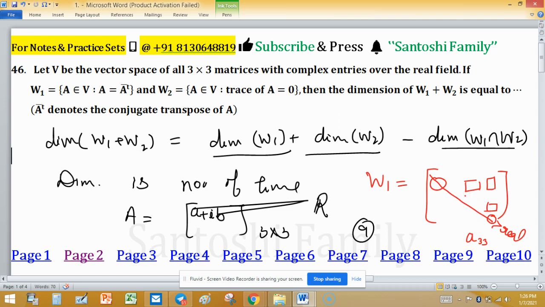So at how many places are you free? For each complex entry you are free at two positions, because each entry looks like a plus iota b, where a and b come from the real field. So 2 into 3 gives 6 positions here, and 3 positions on the diagonal. 6 and 3 total 9. So the dimension of W1 is 9.